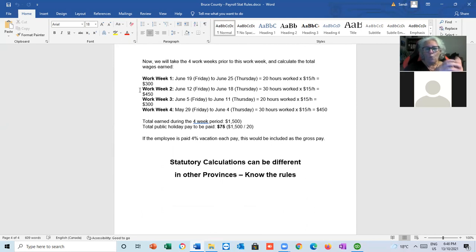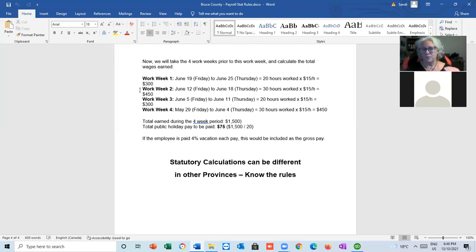But when we take the 4 work weeks prior to this work week, the calculation is the total of wages earned. What we'll do is week one. It doesn't matter if you are a Monday to Sunday work week or Saturday to Friday, but it's what's the work week, what's their pay rate, what's their gross pay. That includes vacation pay if you are paying vacation on a per paycheque basis.